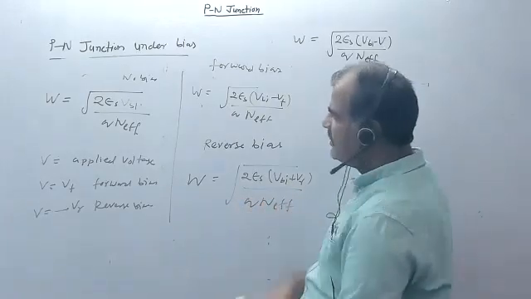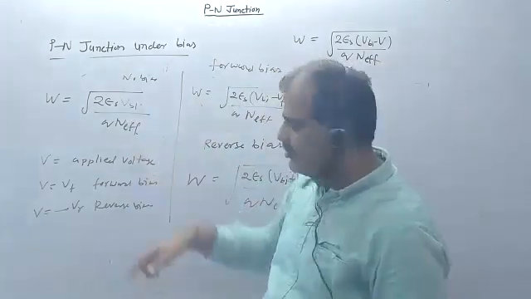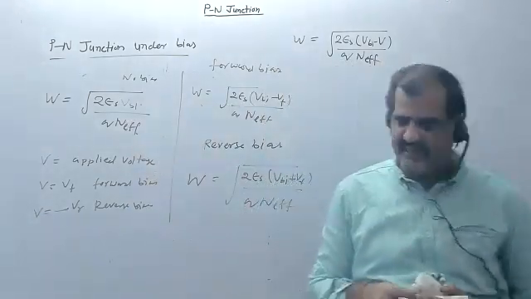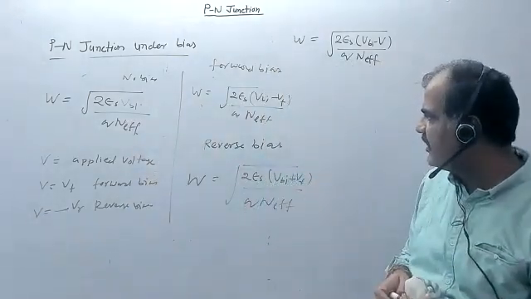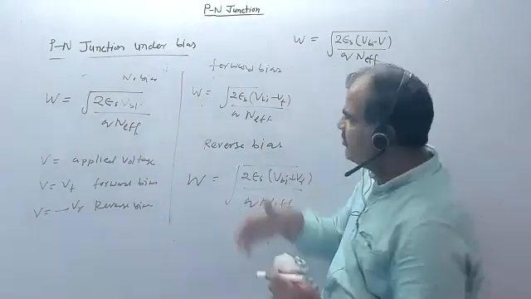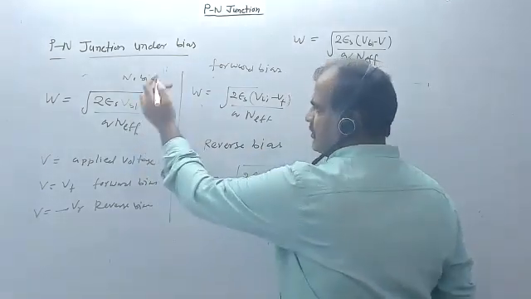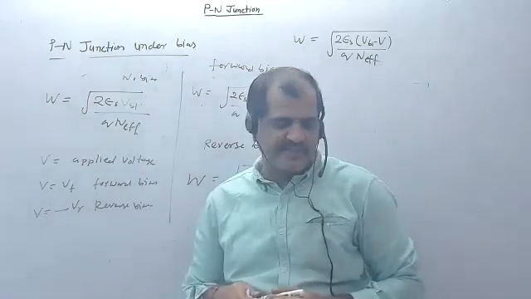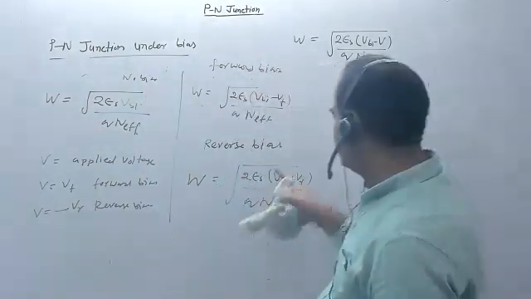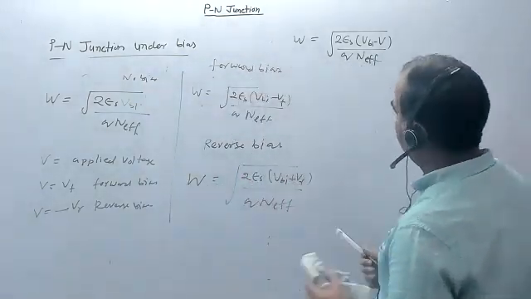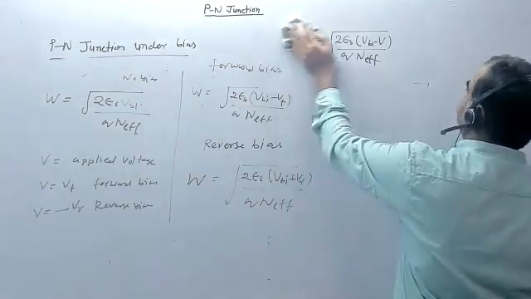So remember it in this form, VBI minus V. For forward bias you put positive V, and for reverse bias you put negative V. The formula is easiest as VBI minus V. Forward bias always decreases the width, positive gives minus, and negative becomes plus. So these are the depletion width formulas for forward and reverse bias.